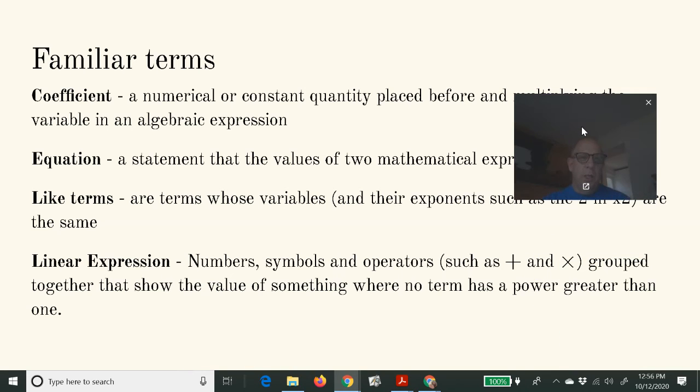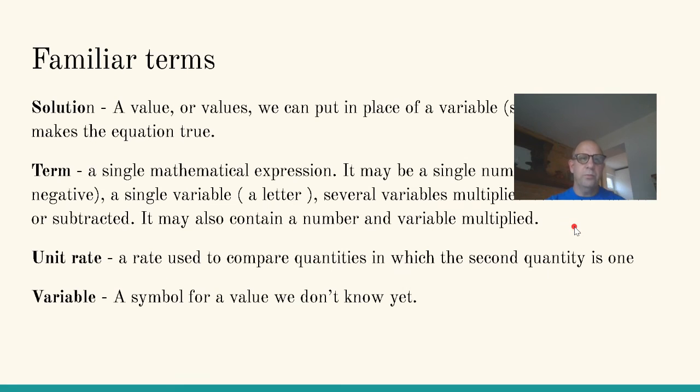And then linear expression, numbers, symbols, and operators such as plus and times are grouped together to show the value of something where no term has a greater power than 1. So 3x plus 5 is a linear expression because the x doesn't have a power greater than 1. Okay? 3x squared is not a linear expression because the x is squared.